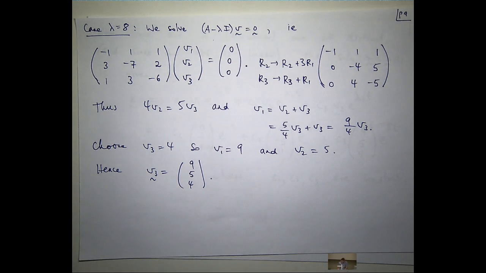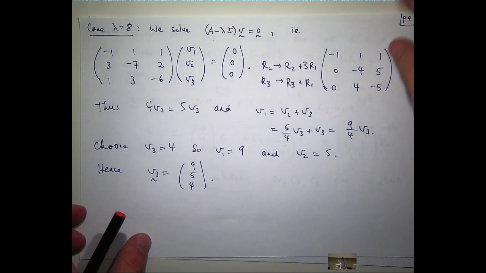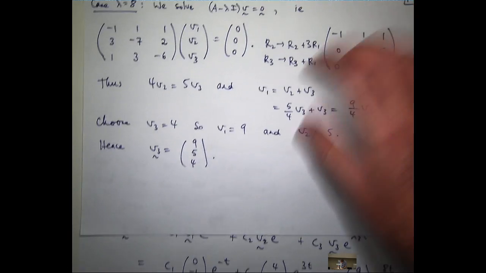Okay, so let's summarize what we've got so far. We've got the eigenvalues. We've got the corresponding eigenvectors. What do we do with them? Anyone remember? How do they relate to the solution of the ODE, the system? Anyone remember? Well, let me just refresh your memories.